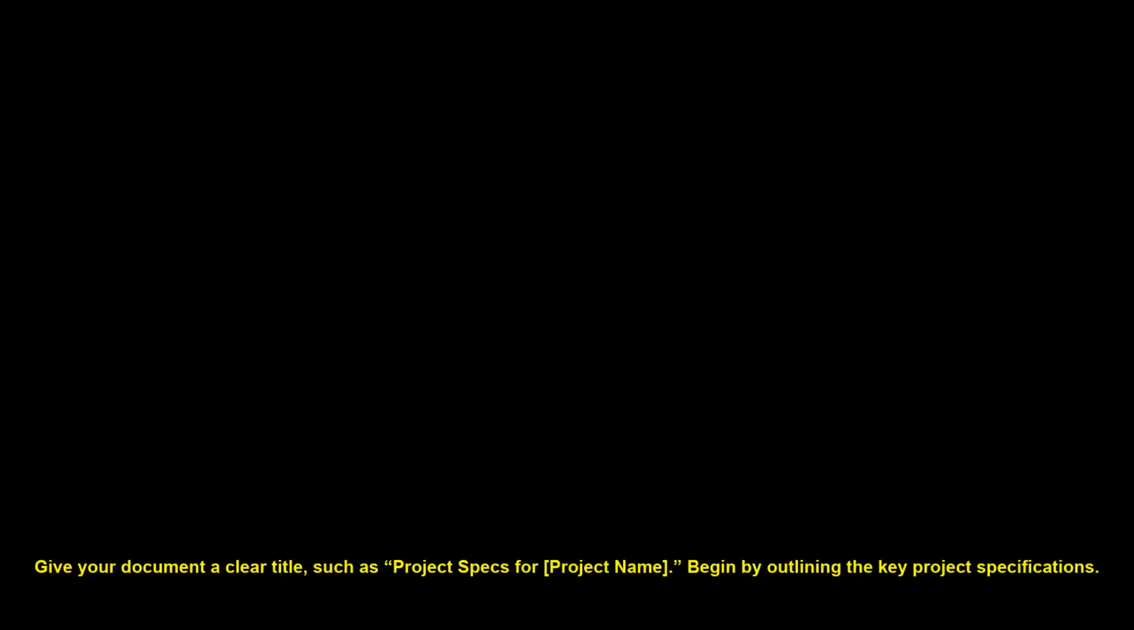Give your document a clear title, such as Project Specs for project name. Begin by outlining the key project specifications. Use headings to organize different sections, like Overview, Goals, and Deliverables. In the Overview section, provide a brief summary. Clearly articulate the goals of the project in the Goals section. List all major deliverables expected from the project. If you have specific timelines, create a section for them.